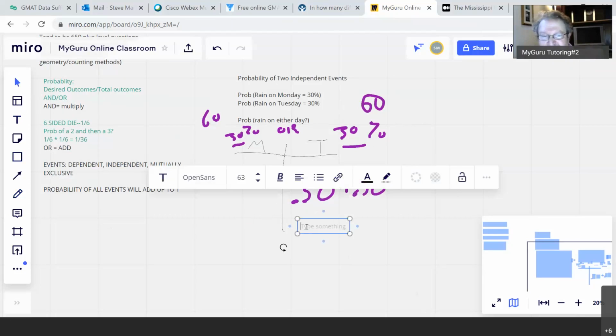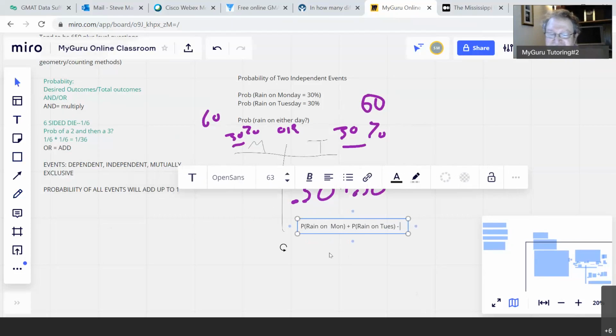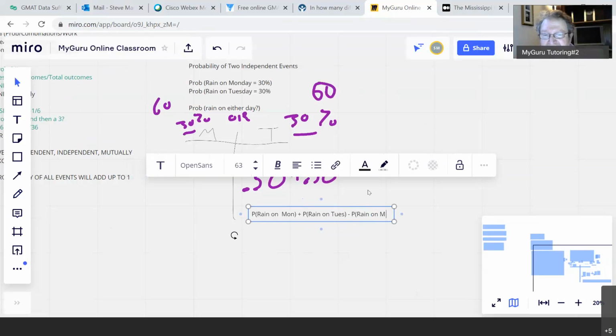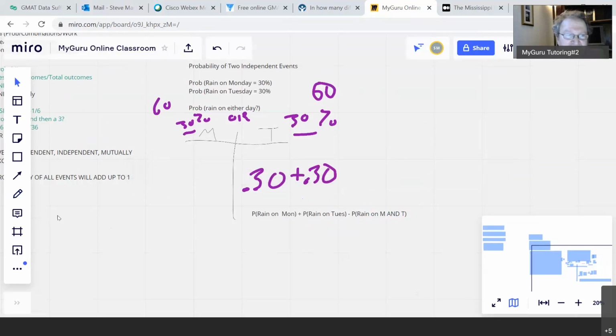All right. So I'm going to use the traditional notation here. Probability of rain on Monday plus probability of rain on Tuesday minus the probability of both. And that's your and probability that you have to subtract. Minus your probability of rain on Monday and Tuesday. That's got to be subtracted. All right. So it's really going to be 0.3 plus 0.3 minus 0.3 times 0.3, or 0.3 squared. So you'll end up with 0.6 minus 0.09. That's going to equal 0.51.